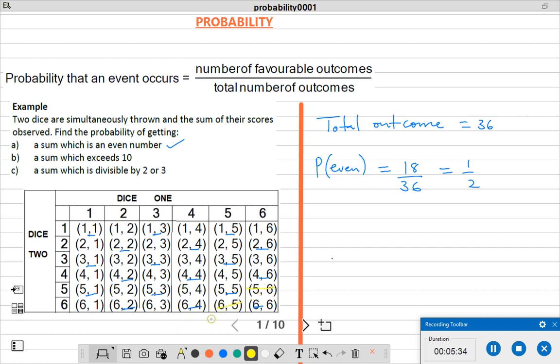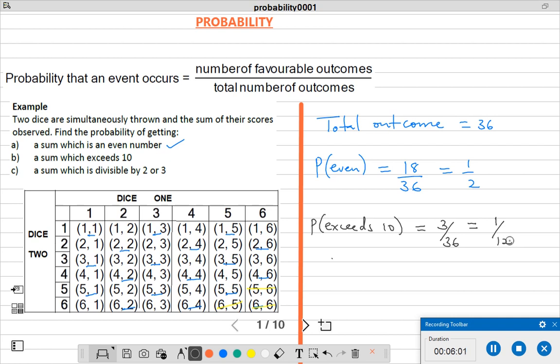Even this one exceeds 10. Even this one exceeds 10. So we get the probability that the sum exceeds 10: we have 3 out of 36, that is 1 out of 12.